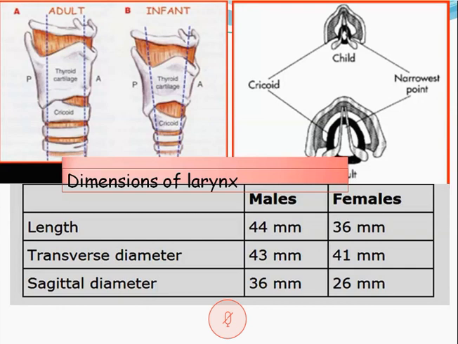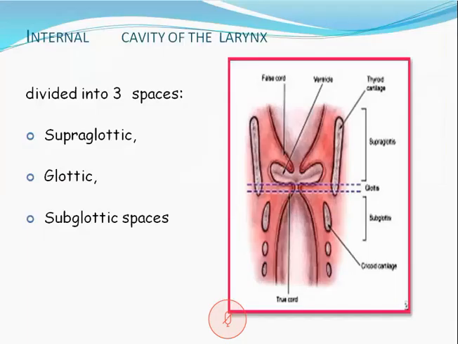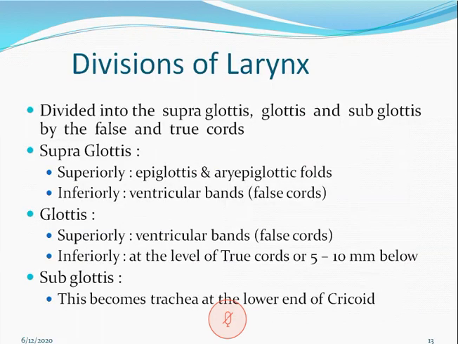The dimensions of the larynx differ in males and females regarding the length: 44 mm in males, 36 mm in females. Transverse diameter, that is side to side, 43 millimeters, 41 millimeters in females. Sagittal diameter, that is anteroposterior, 36 millimeters in males, females 26 millimeters. The internal cavity of the larynx is divided into supraglottic, glottic, and subglottic.